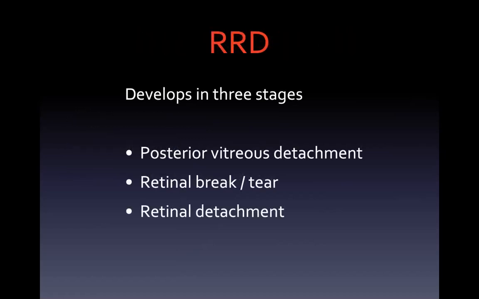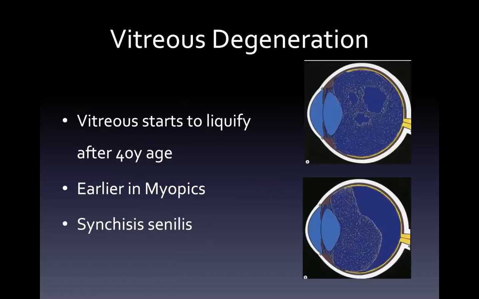The first is posterior vitreous detachment, because vitreous support is lost with this detachment. The second step is formation of a retinal break. And the third step is retinal detachment, which is separation of the sensorial retina. So why does the vitreous separate? It starts with vitreous degeneration. Vitreous normally starts to liquefy after 40 years of age, and earlier in myopics, and this is called synchysis senescens. It forms some liquefied spaces in the vitreous cavity.